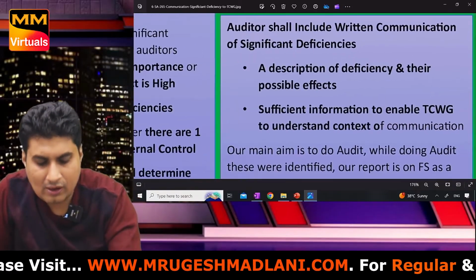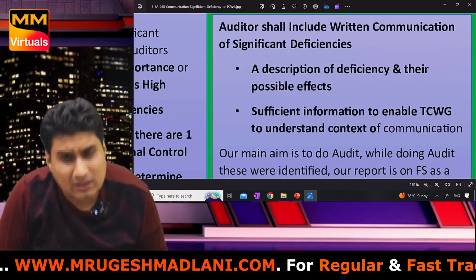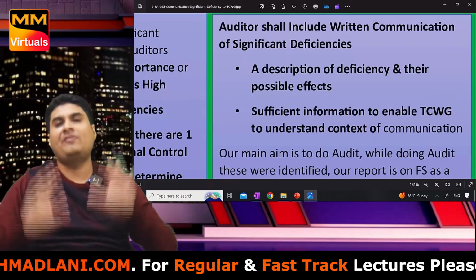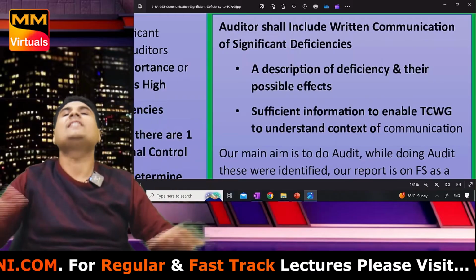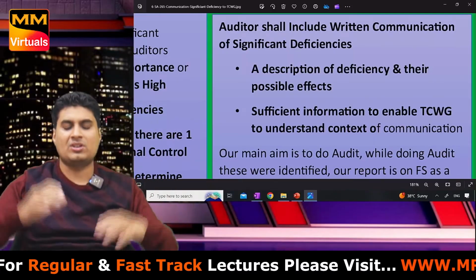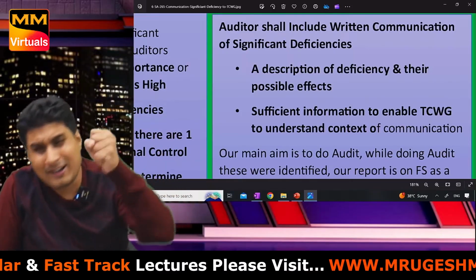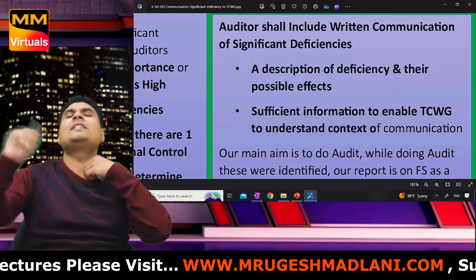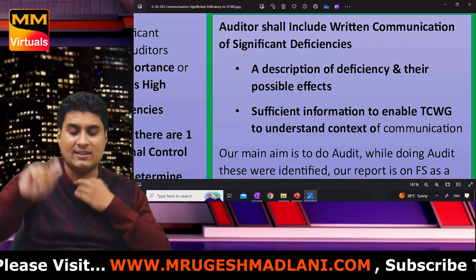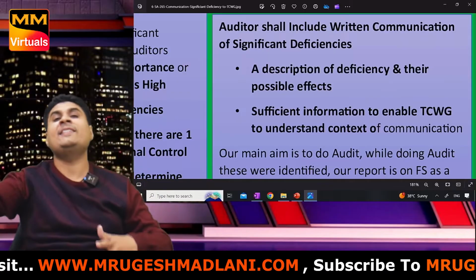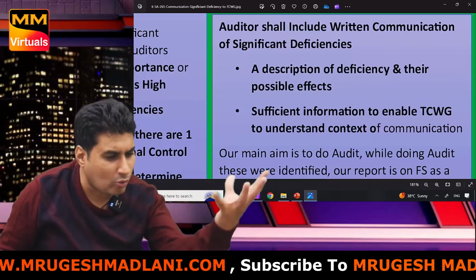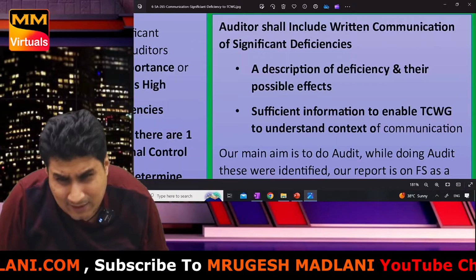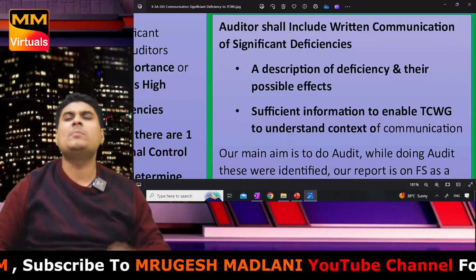Come here. Auditor will give written communication of significant deficiency. Two things we will write: description of deficiency and their effect. And sufficient information to enable the auditor to understand context of communication. One last time, auditor will write written communication of significant deficiency, description of deficiency and their effect. This is the weakness. We don't have qualified people in accounts department. Due to this, this will happen. A description of deficiency and their possible effect.